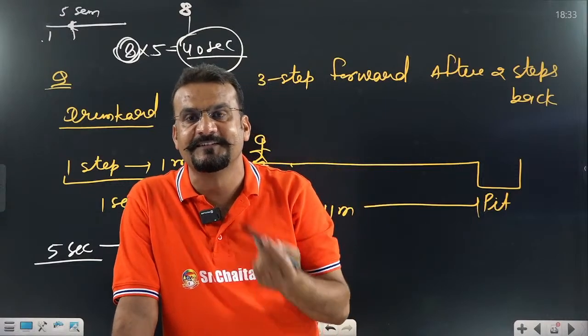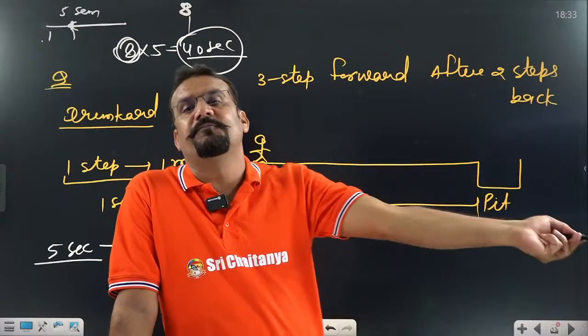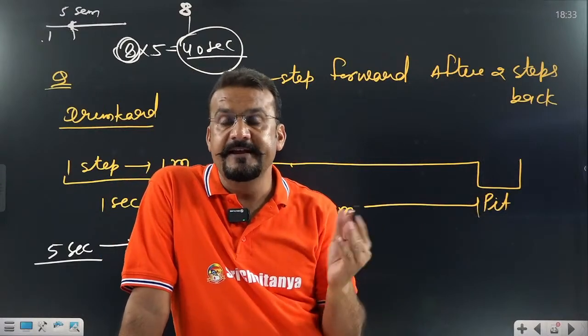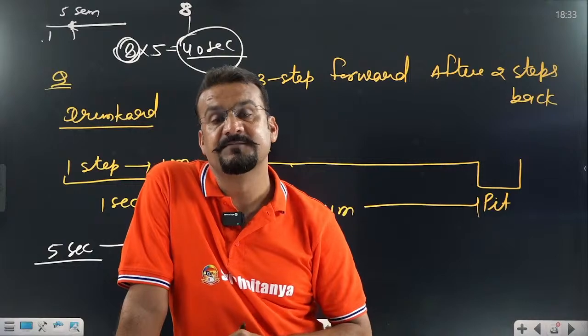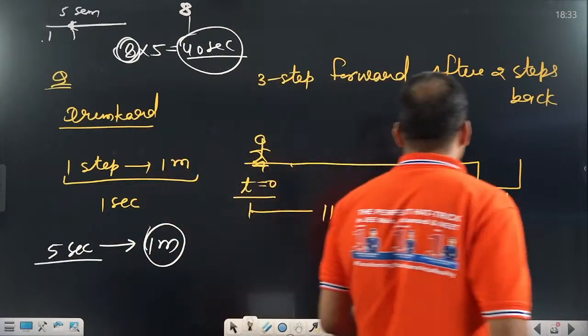After that, what is the step? It will move. After 8 meter, move 3 steps forward. And at 8 plus 3, there is a pit. That means plus 3 seconds will be there. That means 40 plus 3. Are you getting it or not?